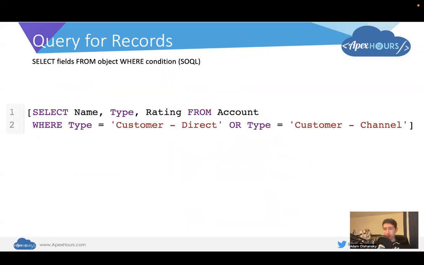In Apex, we call it SOQL, though, but it's a pretty similar structure. We're going to use the word SELECT. We're going to specify some fields we want, just like in our report. We're going to use the word FROM. We're going to specify the object we want the fields and the records from, so in our case, Account. And we're going to have the word WHERE, and then our filter, just like we do in our report. So just like in our report, we're going to get the Name, Type, and Rating fields from Account, where the Type is Customer - Direct or the Type is Customer - Channel.